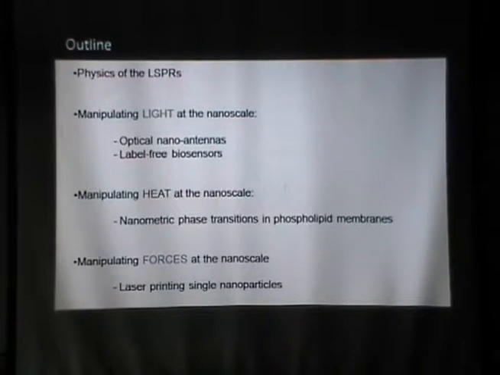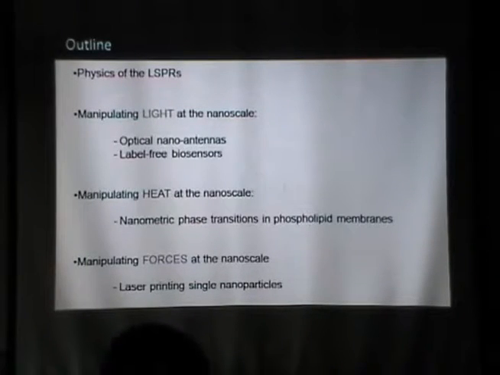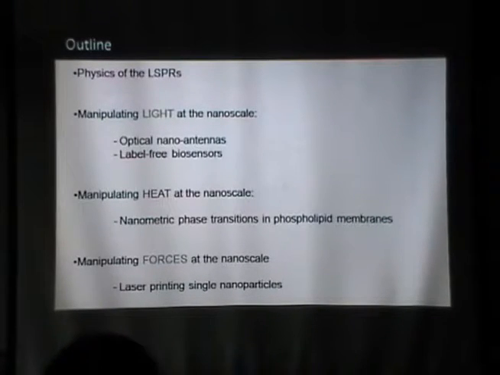And this is the outline of the talk. First, I'm going to spend quite some time telling you about the basic physics of what's called the localized surface plasmon resonances. That's these optical resonances of metallic nanoparticles. And then I will tell you how we can use those resonances to manipulate light, heat and forces at the nanoscale. And that will enable new applications that were not possible before.